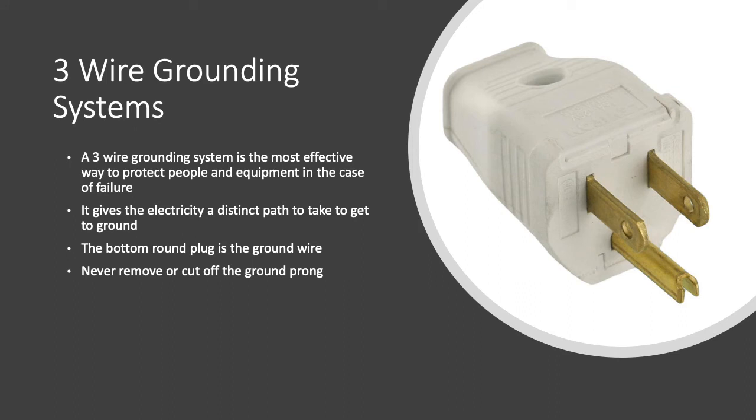So a 3-wire grounding system is essentially the most effective method. As I mentioned, they have different types of plugs for that purpose. It gives electricity a distinct path to take, and the plug is connected to a ground wire.